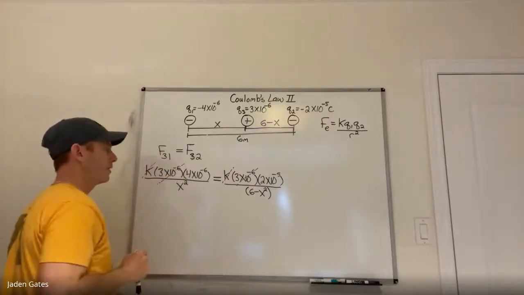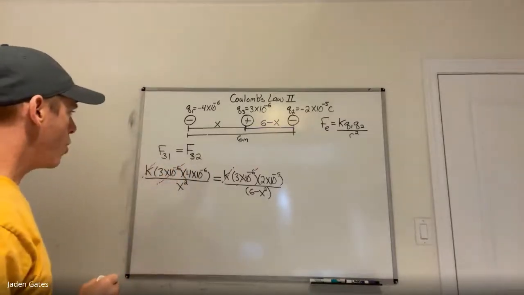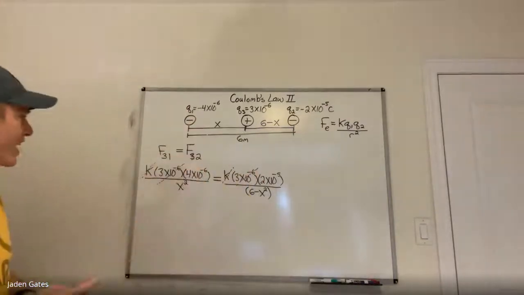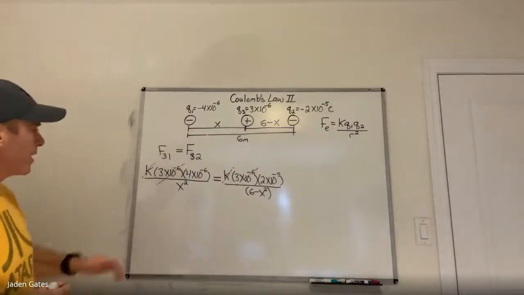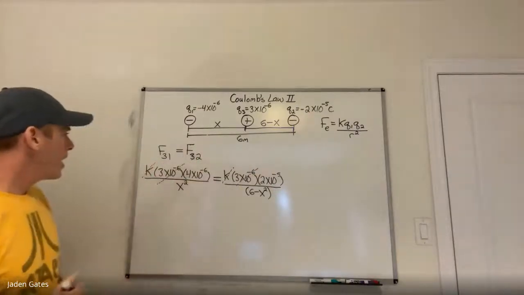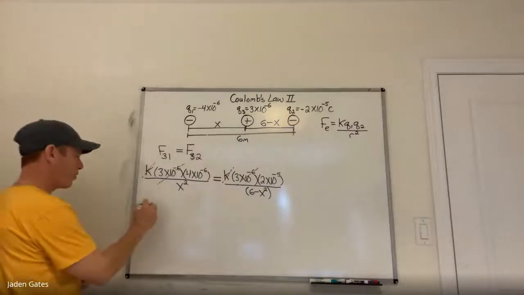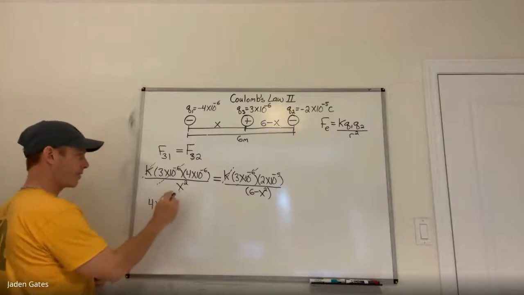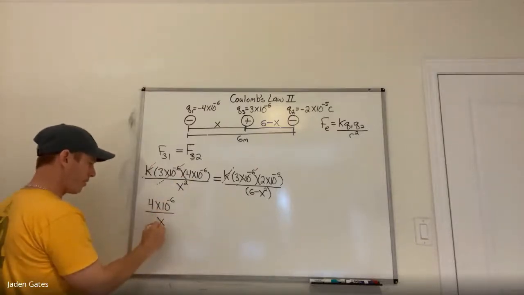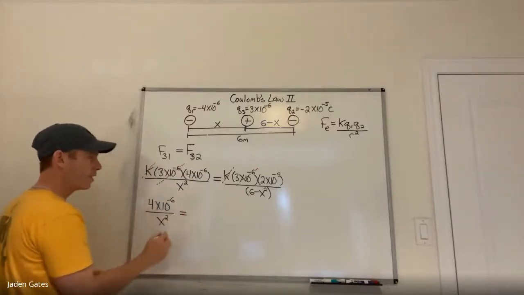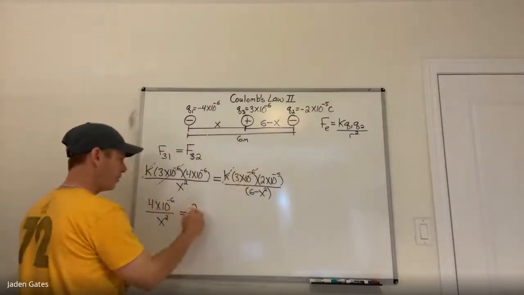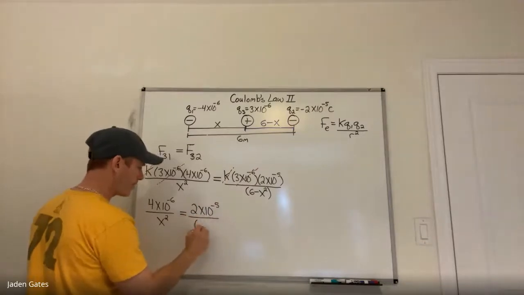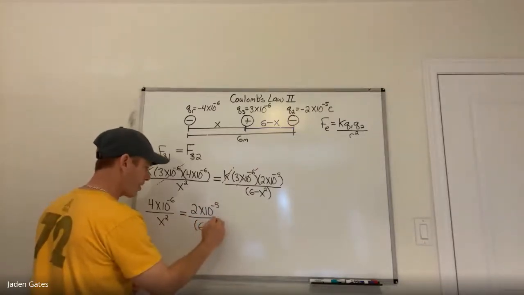Those are gone. Do I have anything else? Nope, unfortunately not. All right, so just after dividing or canceling things out because they're equal on both sides, now I'm just going to rewrite what I got. So what I have here is 4 times 10 to the power of negative 6 divided by x squared equals 2 times 10 to the negative 5, but divided by 6 minus x squared.